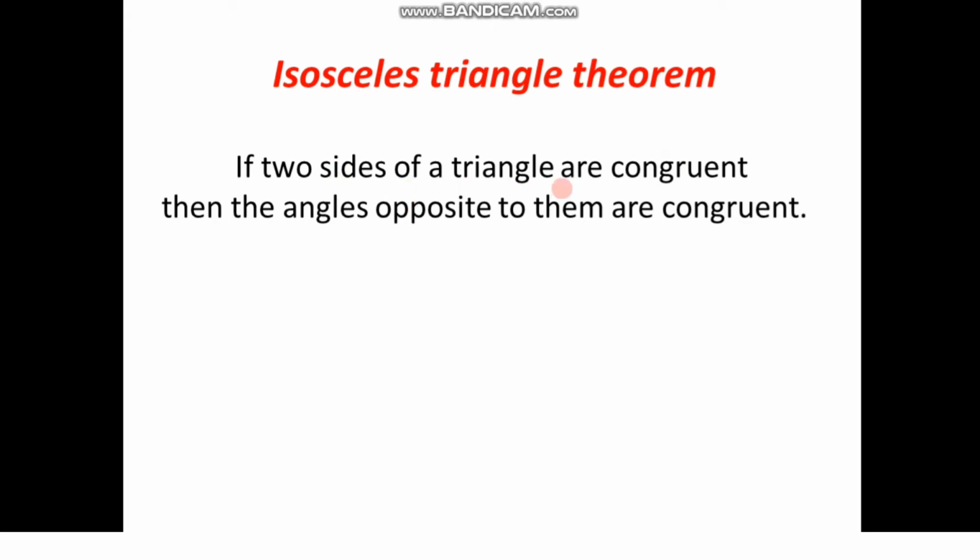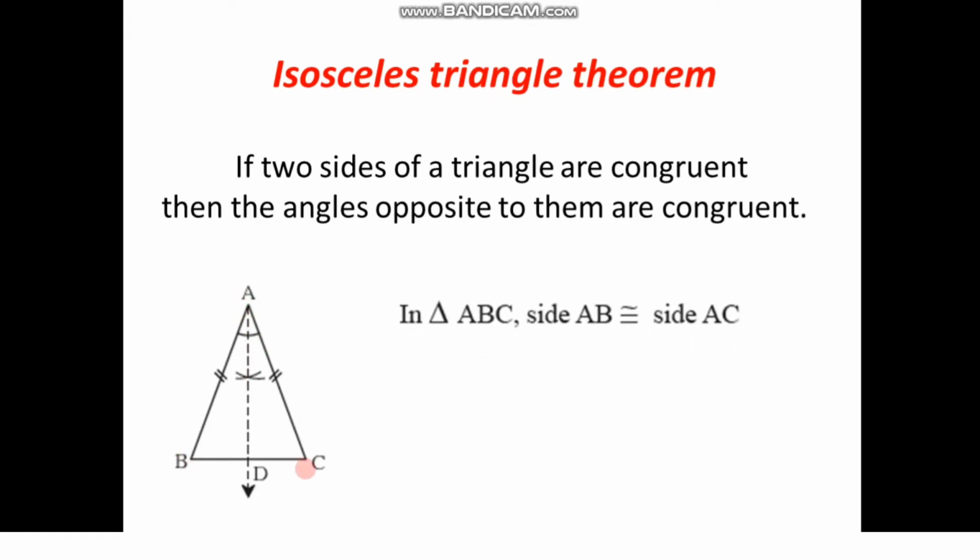Now let us try to illustrate this by using a diagram. Suppose we have triangle ABC as shown in figure. Side AB is given to be congruent to side AC as they are shown by the same symbols. So in this case, in triangle ABC, side AB is given to be congruent to side AC.